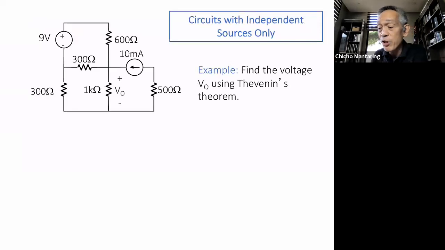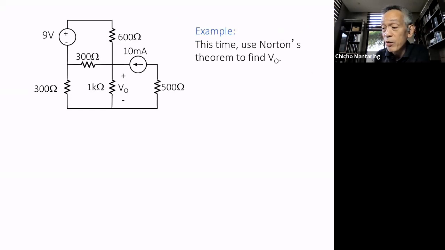So try this out on your own. So circuits with independent sources only. So here the problem is find the voltage V sub O using Thevenin's theorem. So this is only independent sources, this is independent and this is independent. So you can do this using Thevenin's theorem, and you also can try to do this using Norton's theorem. So those are just exercises.